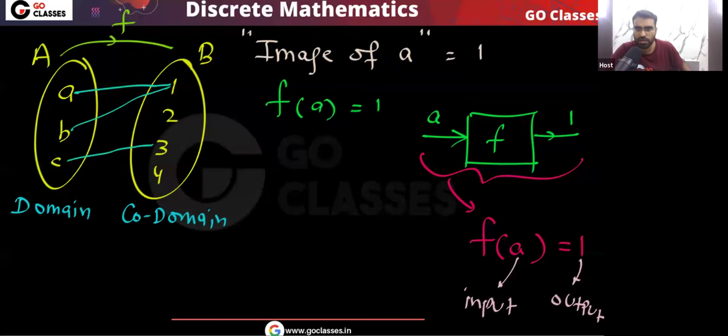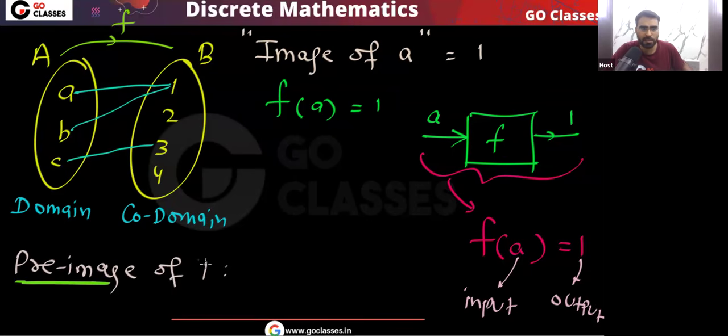So very simple point. That is the reason we use this notation, that f of A is equal to 1. What is the pre-image of 1? Remember, I am asking pre-image of 1. Pre-image of 1 will be A. Yes or no? That will be A comma B. So this is the pre-image of 1.